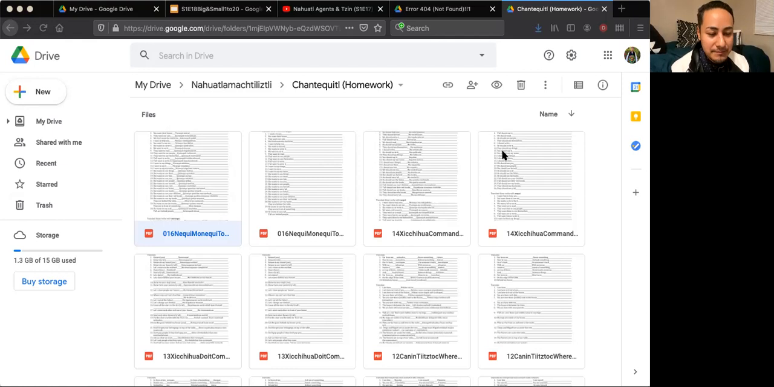Tlasokamati. Yes, actually, even English has a lot of loan words from Nahuatl, which came by way of Spanish. So there are quite a bit of Nahuatl words in Spanish, and then some of those words got borrowed into English.